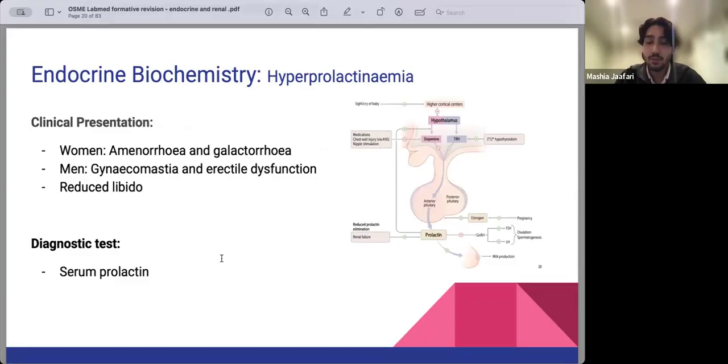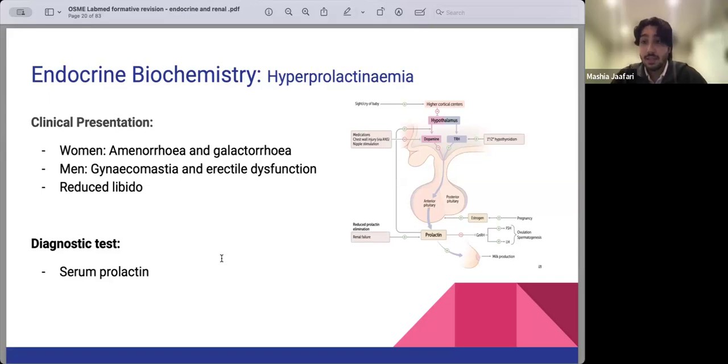So if you look at this diagram on the right, it kind of explains why in hyperprolactinemia you get, in women, amenorrhea, so the lack of a period, or galactorrhea, so production of breast milk, and in men you get gynecomastia and erectile dysfunction. It's because basically what happens is that prolactin inhibits the release of GnRH, which is the axis that stimulates the release of LH and FSH from the pituitary.